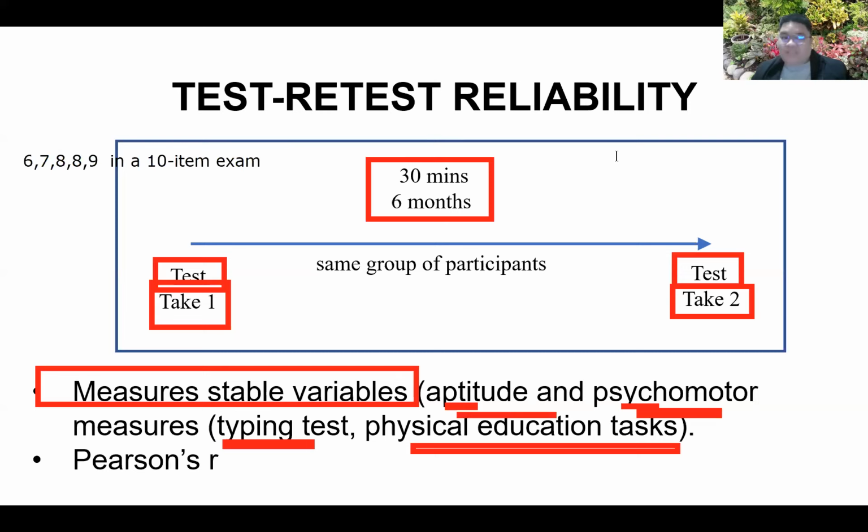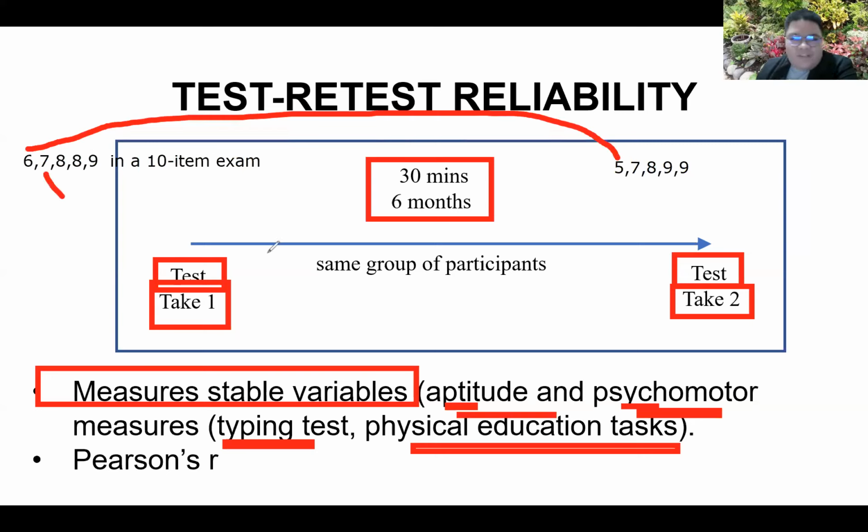On the take 2, the same students got the score of, let's say for example, 5, 7, 8, 9, 9. Okay? Take note ha, the same exam, the same students, inulit lang after a time span of 30 minutes or even up to 6 months. Okay? Now class, pag ganyan po yung scores nila, yung gagawin po ni Pearson's R, okay, your Pearson's R is done using your SPSS. I-pair po niya si 6 at saka si 5, si 7 at saka si 7, si 8 at saka si 8, tapos si 9 at saka si 8, si 9 and 9. And Pearson's R will check whether there is a relationship between these scores.